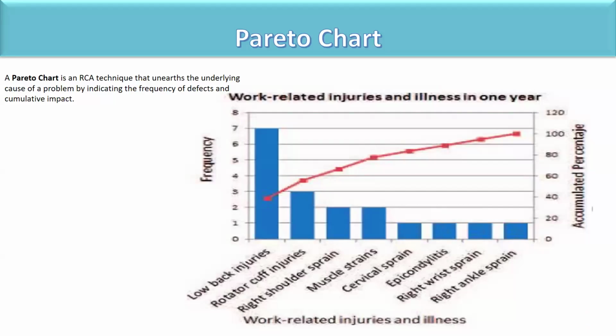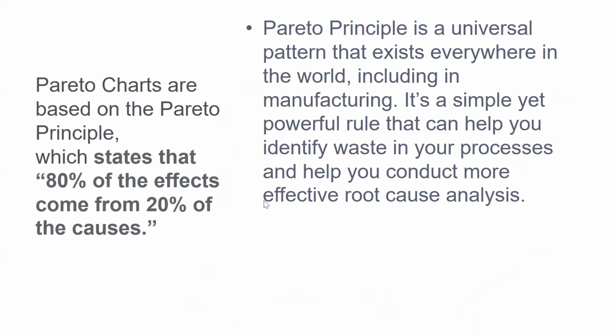Now for the Pareto chart, it is telling us, see, low back injuries, cuff injuries, right shoulder sprain, muscle strains, cervical sprain, epidural, right wrist sprain, right ankle sprain. Now, once we come here, this Pareto chart is called the 80-20 principle. If we have 20, we can get 80. We will explain this later once we finish this.